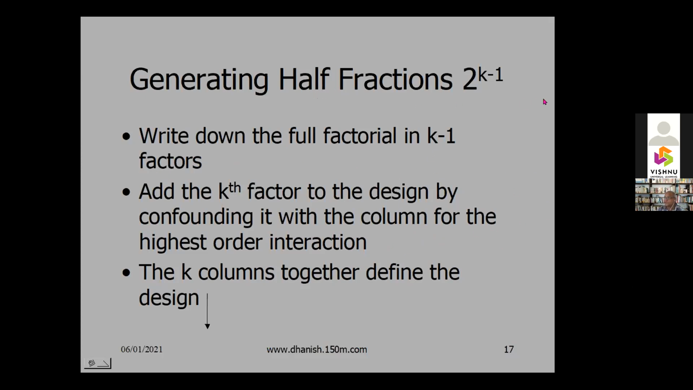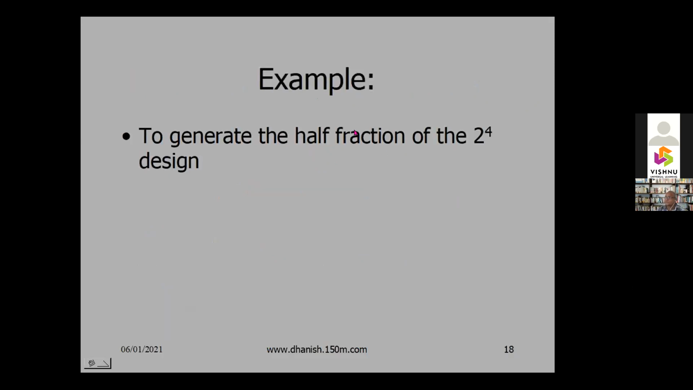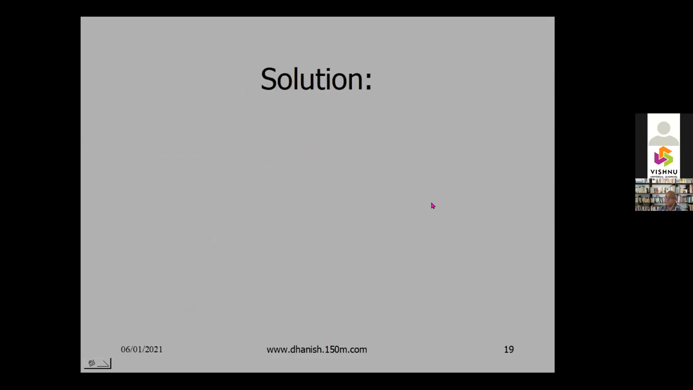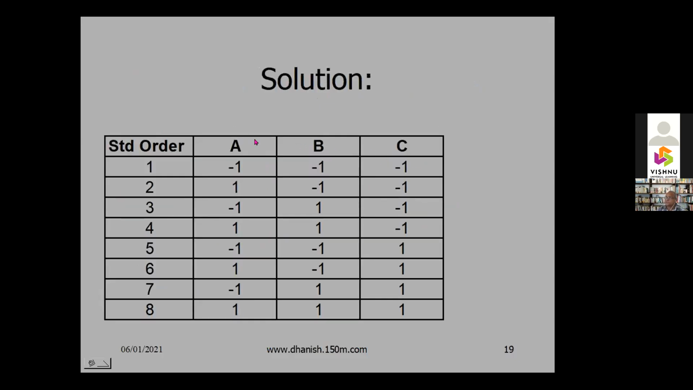So how to generate the half fraction? You write down the full factorial in k minus 1 factors. For example, to generate the half fraction of the 2 raised to 4 design, you start with full factorial in 3 factors. 3 factors, full factorial has 8 runs.